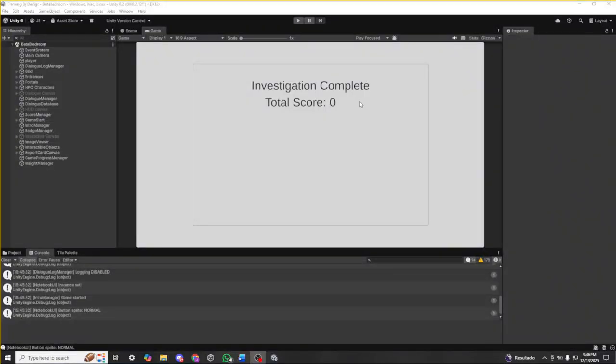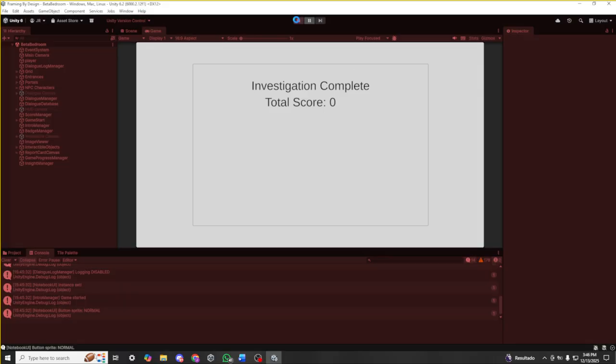Good evening, my name is Joshua Rodriguez, and today I'll be going over the shortcomings and future wish lists that we have for our Framing by Design project.